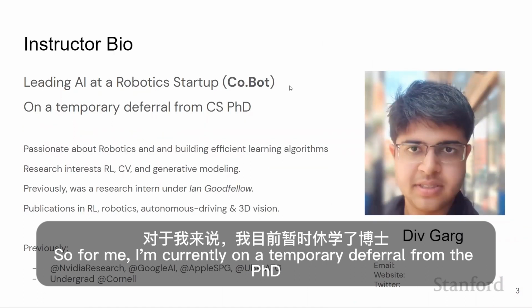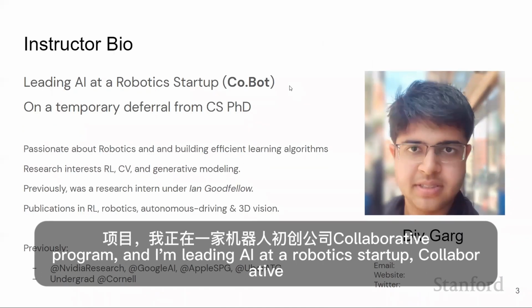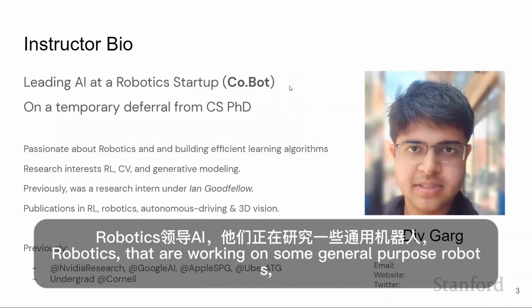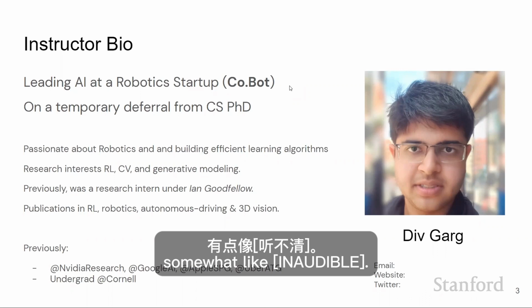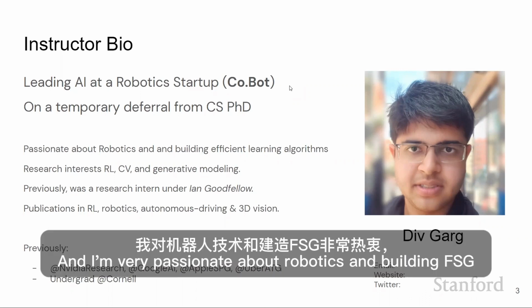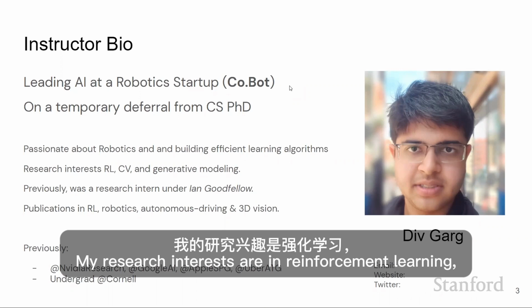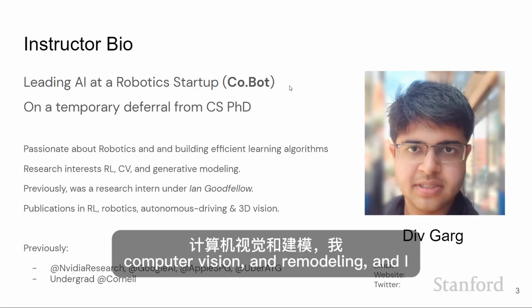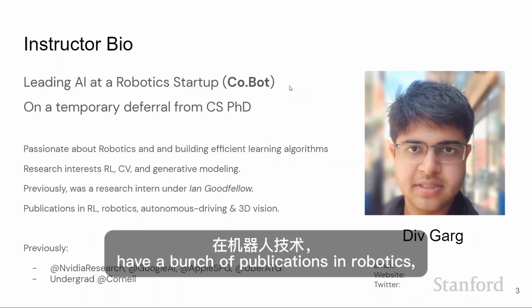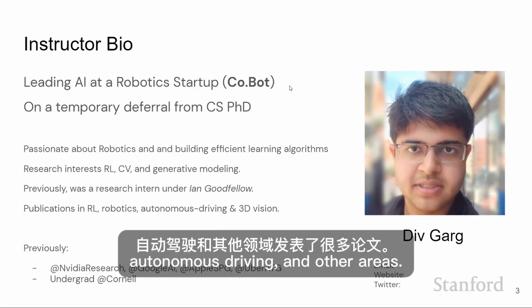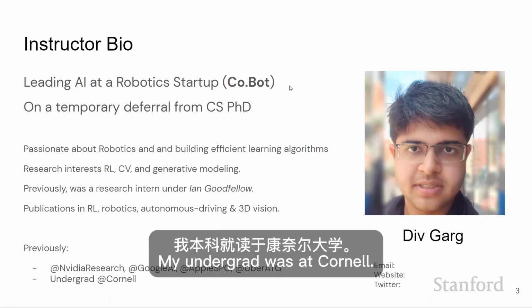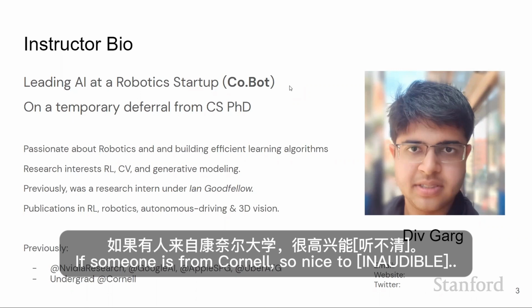So for me, I'm currently on a temporary deferral from the PhD program, and I'm leading AI at a robotics startup, Collaborative Robotics, where we're working on some general purpose robots. I'm very passionate about robotics and building efficient learning algorithms. My research interests are in reinforcement learning, computer vision, and generative modeling, and I have a bunch of publications in robotics, autonomous driving, and other areas. My undergrad was at Cornell. So nice to meet you all.